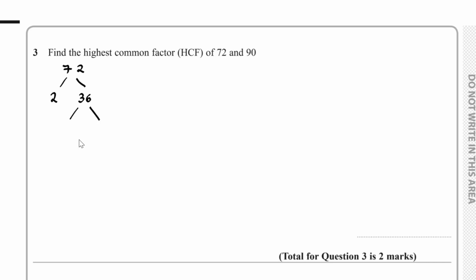So the 36 we can further split up into 2 and 18. 2 is a prime number, 18 isn't. So 18 we can further split up into 2 times by 9. 2 is a prime number, 9 isn't. And the 9 we can finally split up into 3 times by 3, both of which are prime numbers.